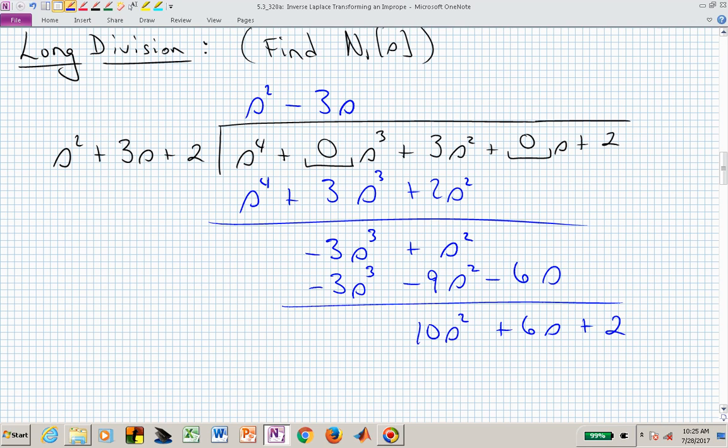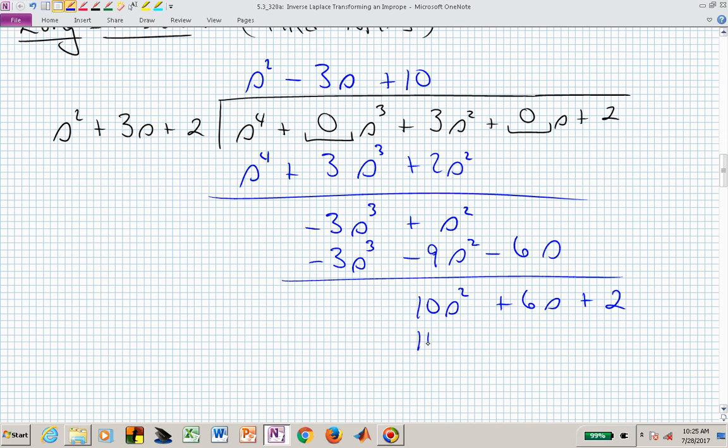And we say, oh, we have a second order remainder, but we started with a second order denominator. We need to do one more step in this long division to get a remainder that's an order less than the order of the denominator. And now we need to say, okay, scale the denominator by 10. We now have 10s squared plus 30s plus 20. Comparing those, we end up with minus 24s minus 18.